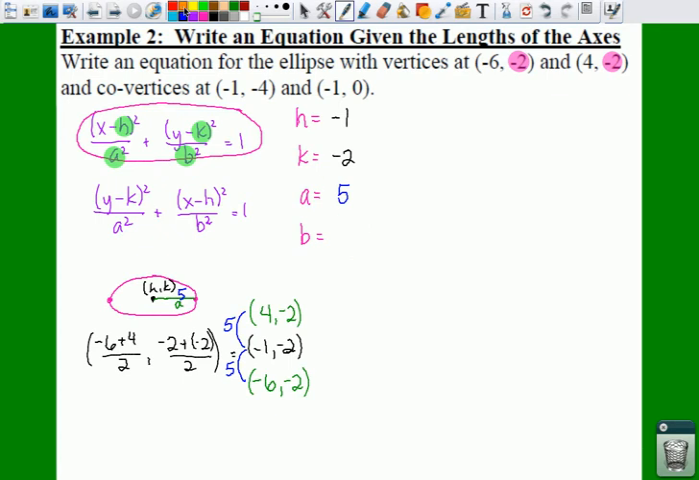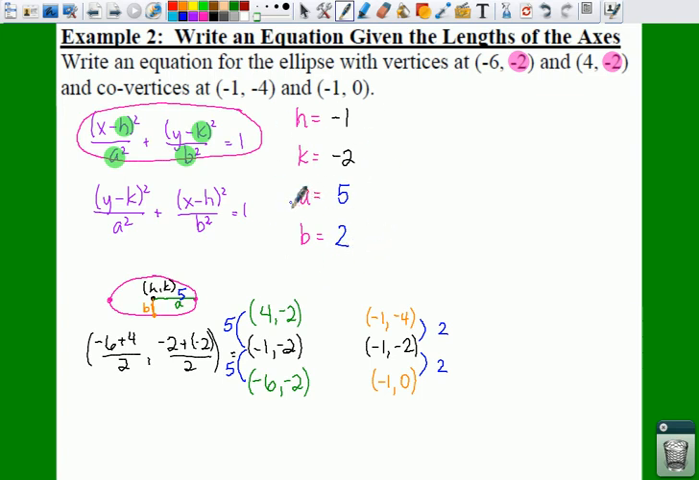And then finally, we need to find your b value. Remember, your b is the distance from your center to a co-vertex. So if you're at your center, you have (-1, -2) as your center, and then your co-vertices are at (-1, -4) and (-1, 0). Well, what is the distance from -4 to -2, which should be the same distance as from -2 to 0, which would be 2? So your b is 2.